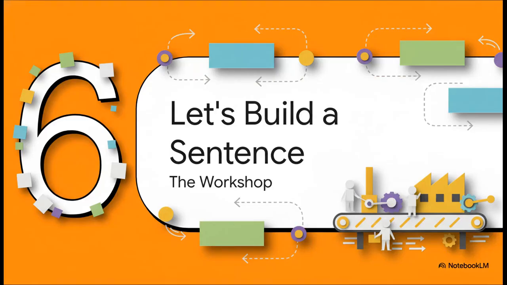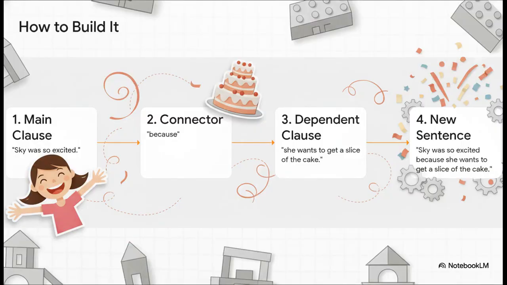Okay, enough theory. Let's get our hands dirty and actually build something. It's time to put everything we've learned into practice in our little sentence building workshop. So let's walk through this, step by step. Step 1, start with a simple main clause. Sky was so excited. Easy enough.